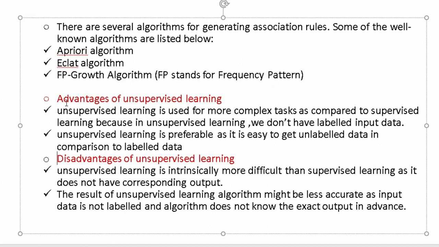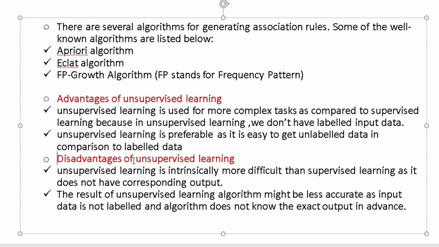Now let us discuss the advantages and disadvantages of unsupervised learning. The advantage of unsupervised learning is that it is used for more complex tasks as compared to supervised learning, because in unsupervised learning we don't have any labeled input. Labeling is not always possible for some complex tasks. At that time you can use the unsupervised learning method. Unsupervised learning is preferable as it is easy to get unlabeled data in comparison to labeled data.